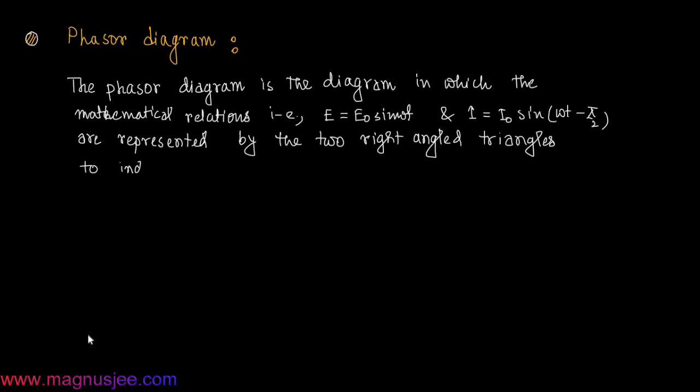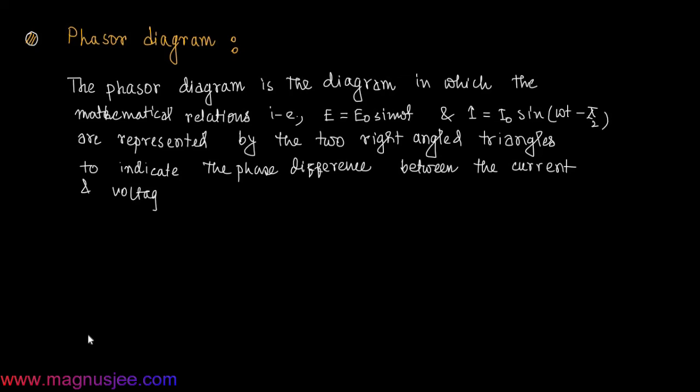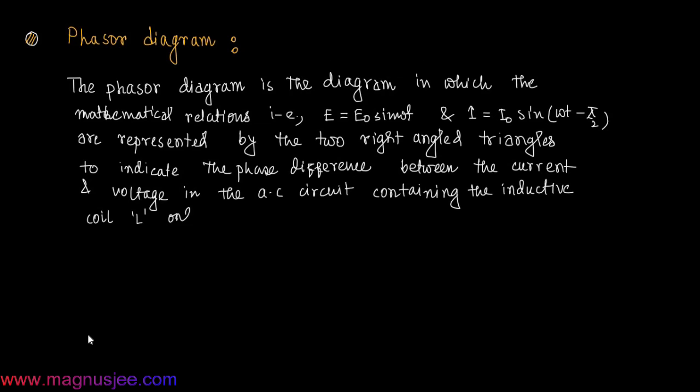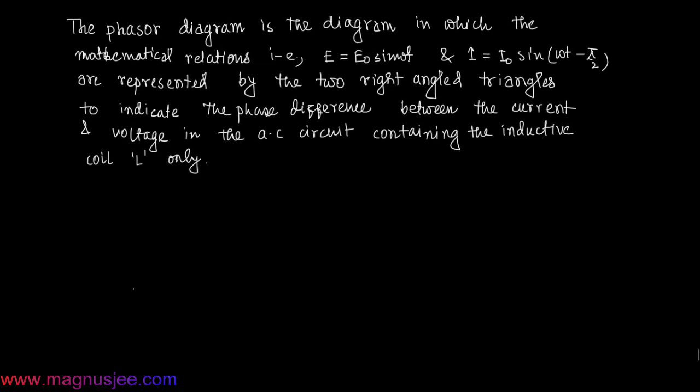The phasor diagram is the diagram in which the mathematical relation between the voltage and current is represented by the two right angle triangles to indicate the phase difference between the current and voltage in the AC circuit containing an inductive coil of inductance L only.